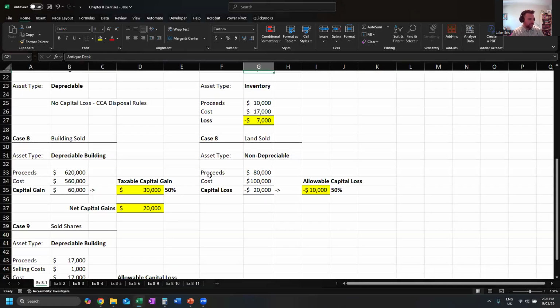So this case 8 has 2 transactions: the building sold and the land sold. Our total original cost was 660,000. $100,000 was associated with the land. It says that of the proceeds, 80,000 was associated with the land. So we have proceeds of 80, cost was 100. We have a capital loss of 20,000. Our allowable capital loss will be half of that, 10.